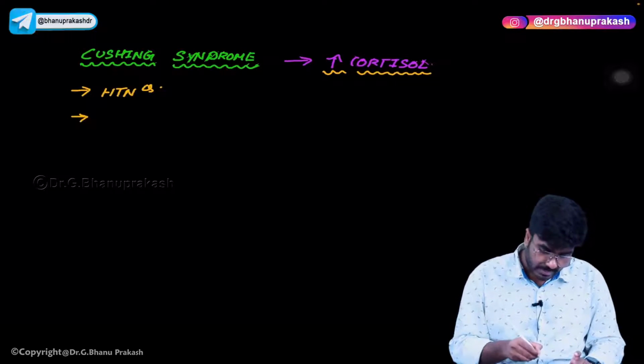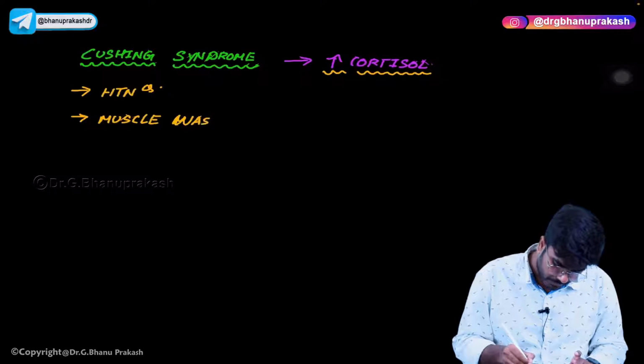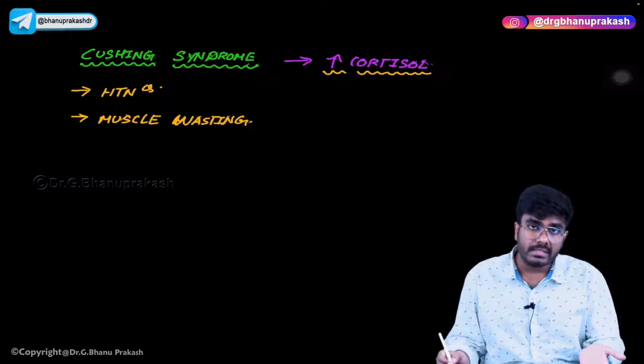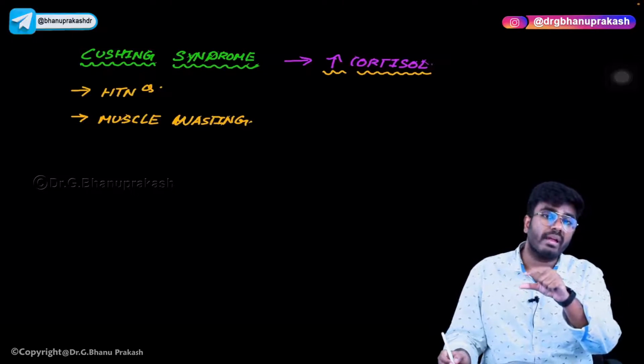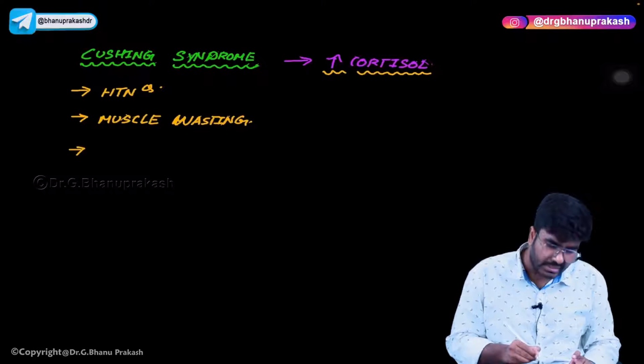Now, after this, these patients will be having muscle wasting. Why will they have muscle wasting? Because cortisol acts on the muscles and will cause proteolysis. So excessive cortisol will cause excessive wasting of the muscles. The patient will have very thin muscles; that's called muscle wasting.